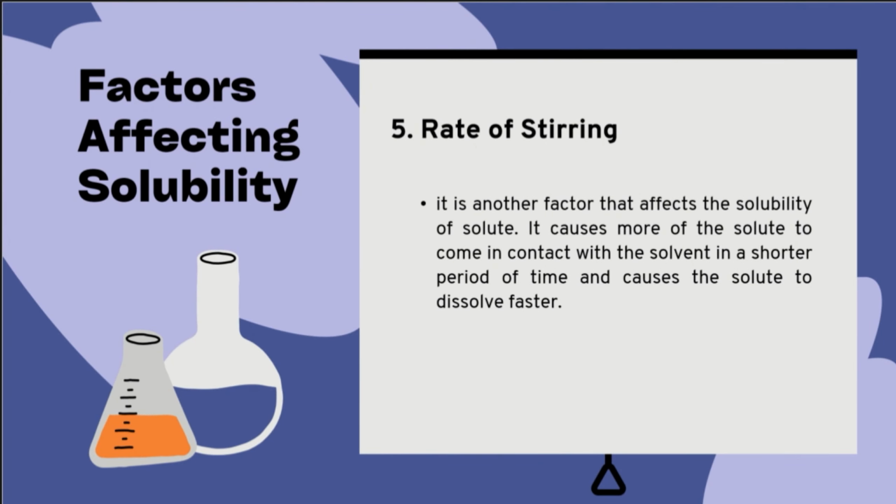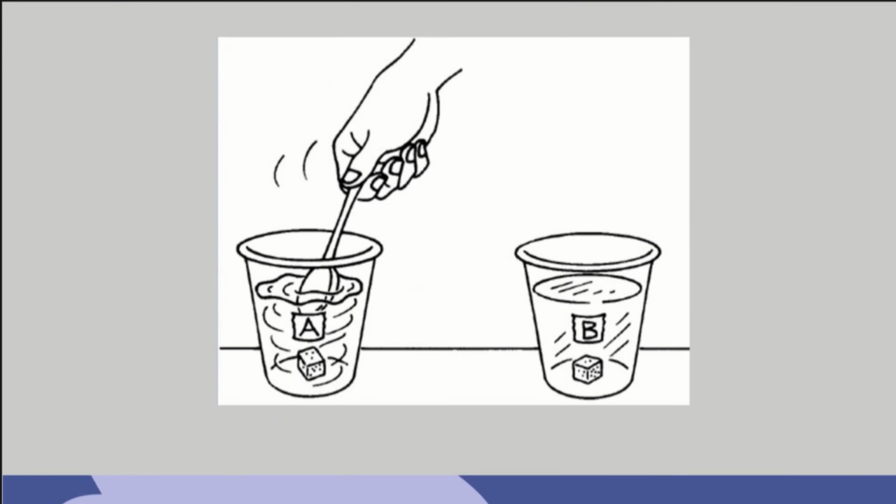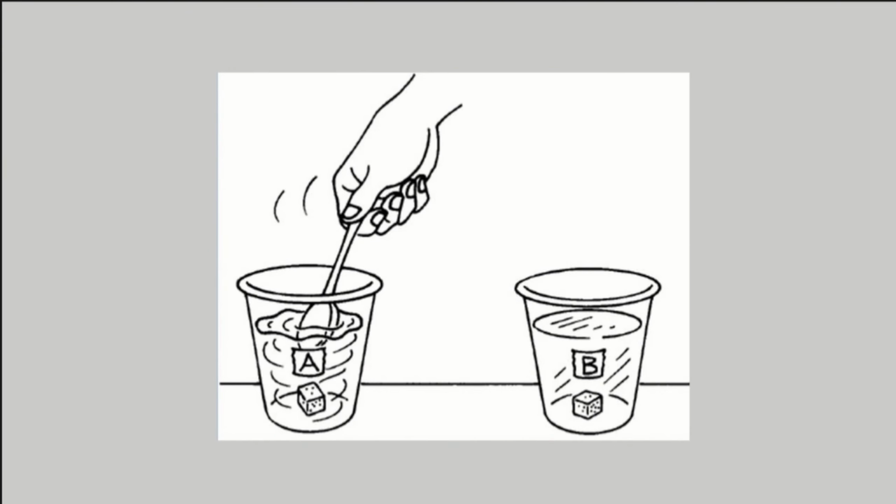And lastly, we have the fifth one, and the last factor affecting the solubility. We have the rate of stirring, and it is another factor that affects the solubility of solute. It causes more of the solute to come in contact with the solvent in a shorter period of time and causes the solute to dissolve faster. It is a simple concept, kind of common sense: the faster you stir, the faster it will dissolve.